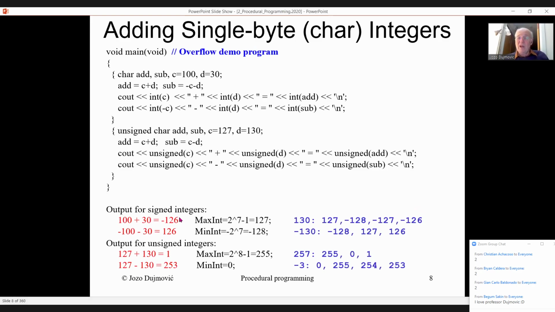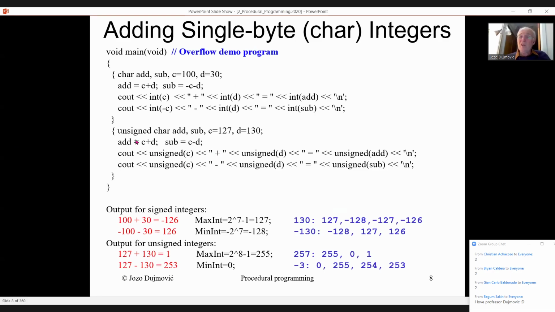No doubt about that. Then I have minus 100 minus 30. So how does this work? The largest minimum integer is minus 128. After that, we jump to 127. So if I have to get minus 130, I have 128, 129, 130. So I get plus 126, which is displayed here. So it is completely wrong.